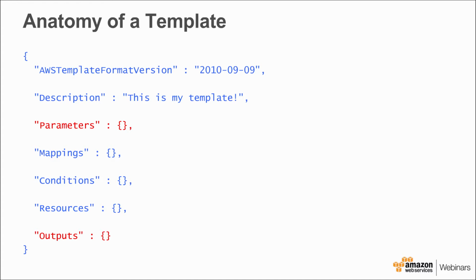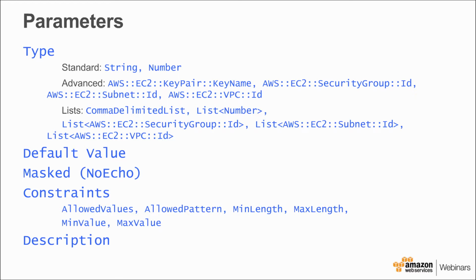Some of the other sections, like Parameters and Outputs, are optional, but I want to spend a little time explaining some of the options there. With Parameters, you can have simple string parameters or a number, but you also have a little more capability in being able to use specific IDs and objects within AWS, like a key pair or a VPC ID. There are different constraints that you can set along with the parameters, as well as descriptions.